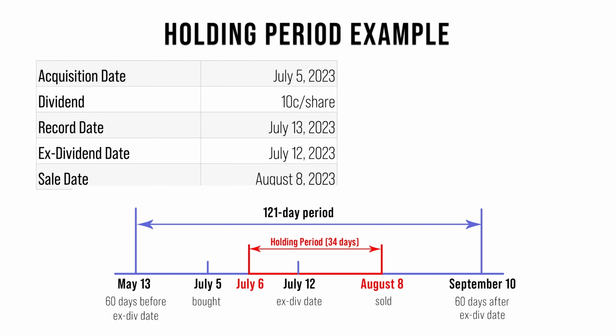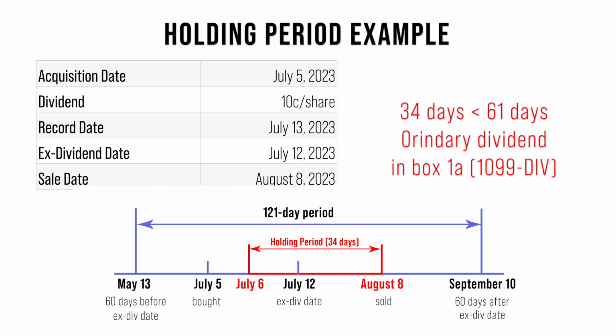Let's look at the timeline. We see that the 121-day period starts on May 13, which is 60 days before the ex-dividend day of July 12. The 121-day period ends September 10. Because you bought XYZ stock on July 5th, the holding period starts on July 6th, because you exclude the day of acquisition, and ends on August 8th. This makes your holding period 34 days, which is under the required 61 days. Thus, you have no qualified dividend income.